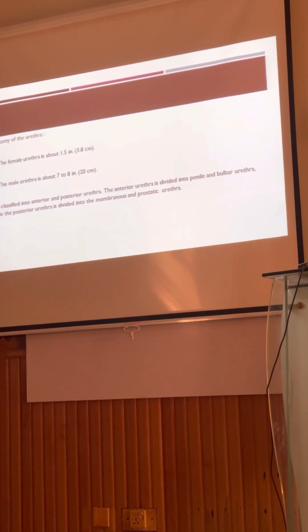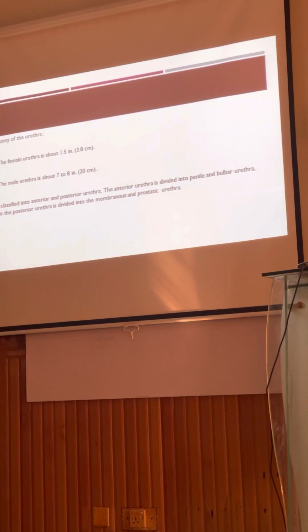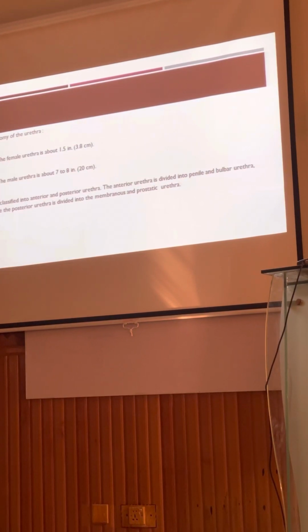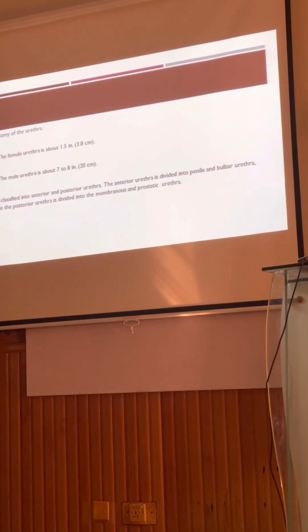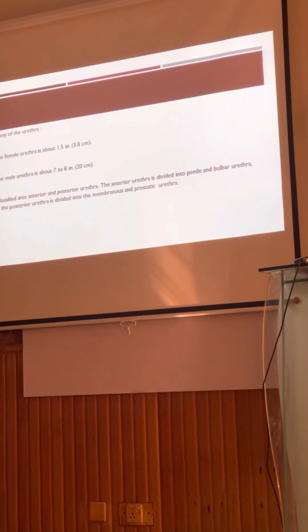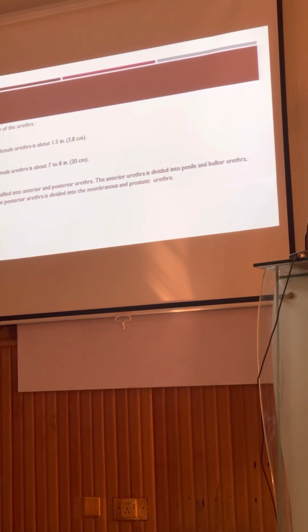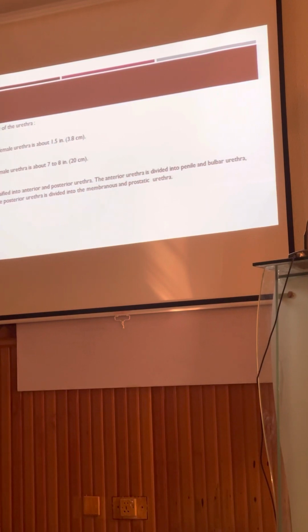So the female urethra is about 1.5 inch or 3.8 centimeter. And as it is a short urethra, we usually encounter this problem in female urethra. And the male urethra is about 7 to 8 inch or 20 centimeter, and this urethra is classified into anterior and posterior urethra. The anterior urethra is further divided into the penile urethra and bulbar urethra, and the posterior urethra is divided into the membranous urethra and the prostatic urethra.